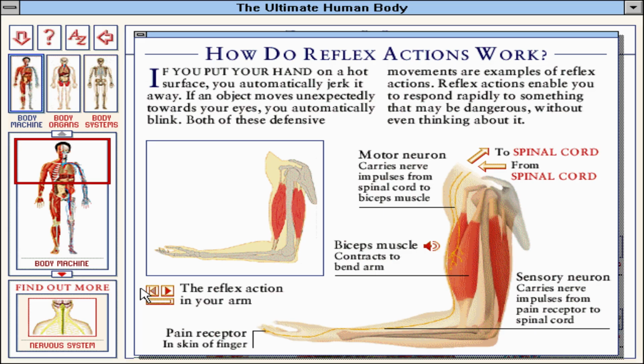How do reflex actions work? A reflex action is an automatic response to a stimulus like heat or pain. Your body automatically pulls away from such dangers without you having to think about it.